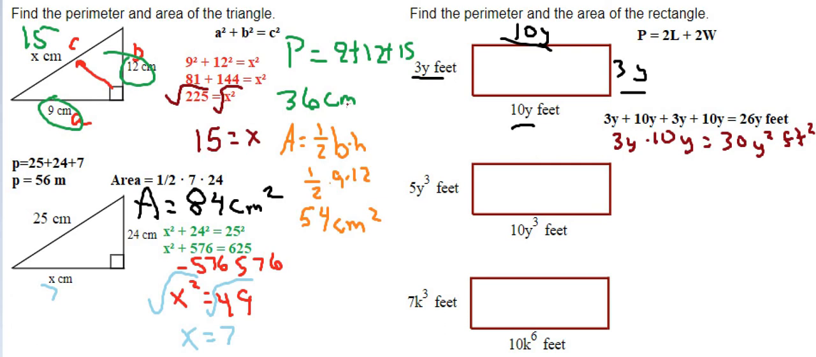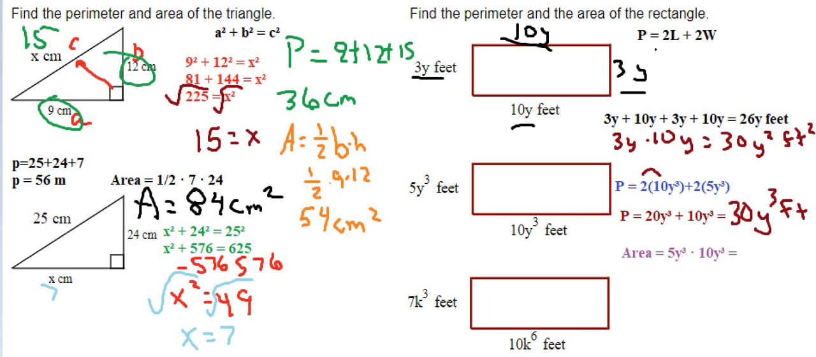The one below it, we got 5y to the third power by 10y to the third power. So 20y to the third plus 10y to the third is going to give us 30y to the third power feet long. That's the perimeter. And the area, again, is base times height. So 5y to the third times 10y to the third. 5 times 10 is 50. And then y to the third times y to the third. We add the exponents, and that's going to give us y to the 6th power. And this is going to be feet squared.